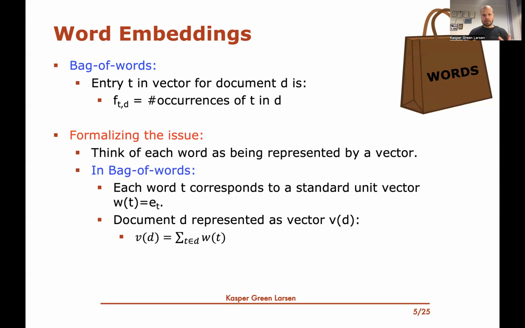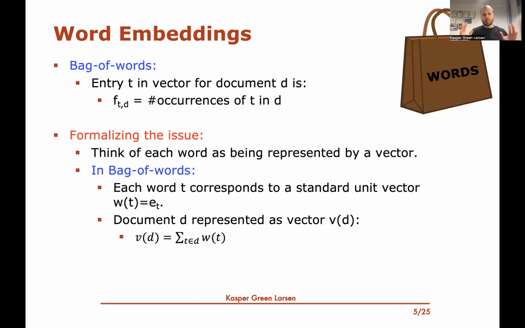And if you think about what the bag of words representation is doing with the document, well, it's representing the document d as a vector v of d. And the way it's doing it is it's just summing up the vectors corresponding to all the terms that occur in the document, right? Because every time I see the word t, I'm just adding the standard unit vector e_t, which means that when I'm summing them up, the final vector v of d will just have, in the coordinate corresponding to t, the number of occurrences of t in that document, right?